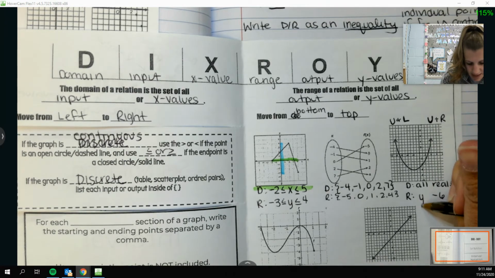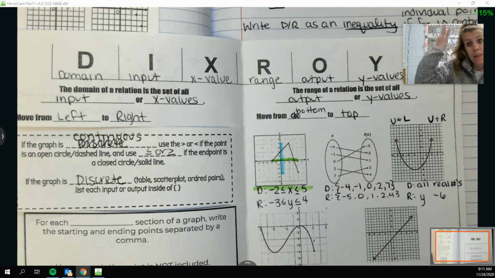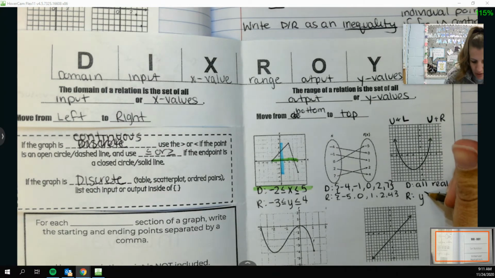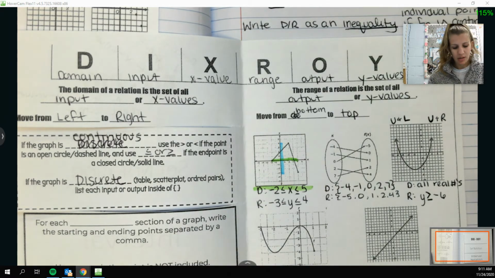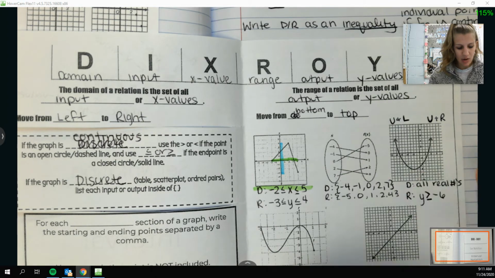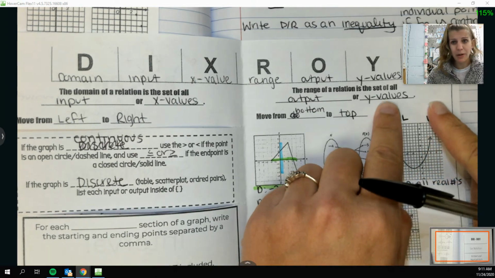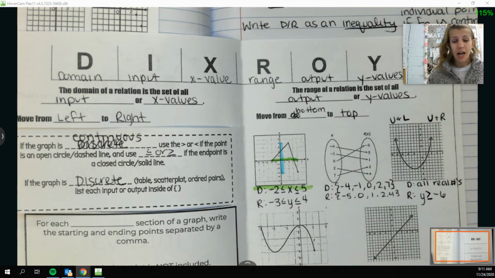And so the y values, because they're going up, we're always getting bigger, bigger, bigger. So greater than or equal to -6, because it started at -6 and it always went up. It got bigger and bigger forever on the y values.